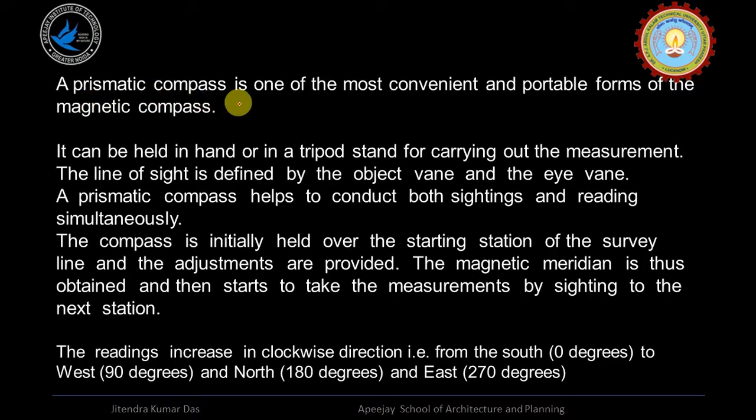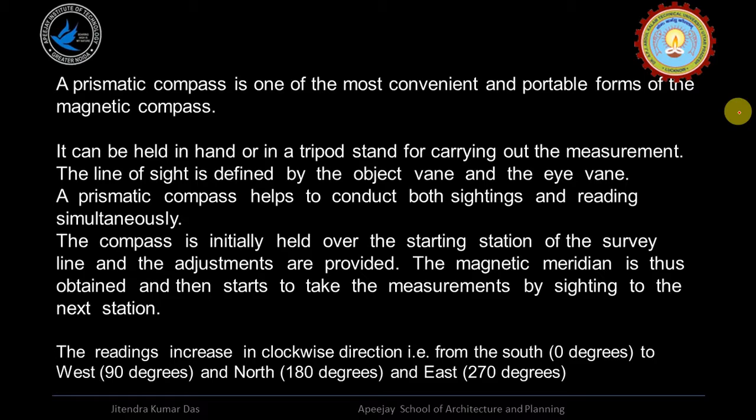So we can say that prismatic compass is one of the most convenient and portable forms of magnetic compass. It can be held in hand or on a tripod stand for carrying out the measurement. The line of sight is defined by the object vane and the eye vane. Prismatic compass helps us to conduct both sighting and reading simultaneously.